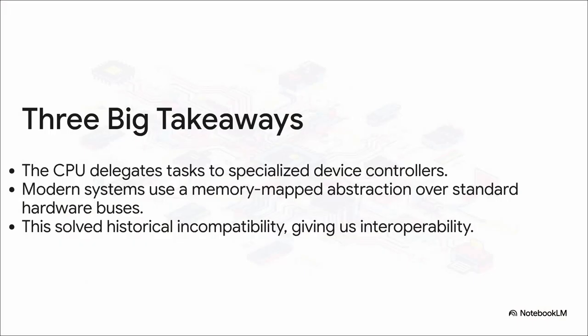All right, so let's boil this all down. What are the three big things to remember from all this? First, the CPU is smart, but it's not a micromanager. It delegates tasks to specialized controllers. Second, our modern computers use this amazing hybrid system that gives us a simple software model running on top of complex but standardized hardware. And finally, this whole evolution is what saved us from the chaos of the past and gave us the plug-and-play world we all take for granted today.